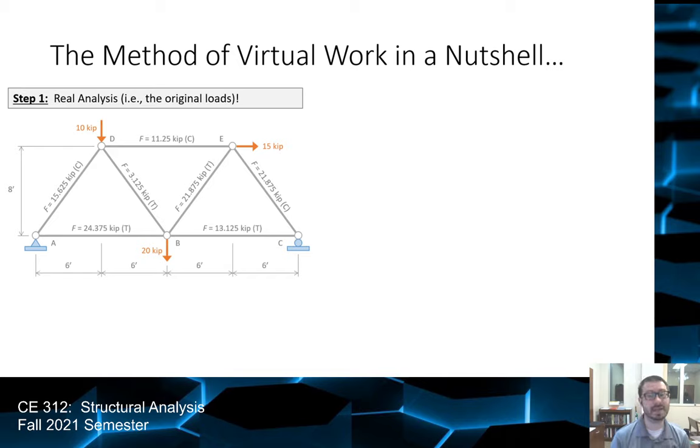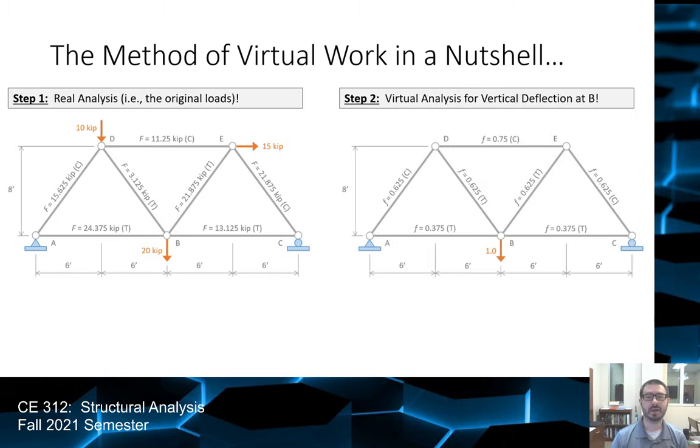Step two is you take all of those loads off of the structure: the 10 kips, the 15 kips, the 20 kips, all those loads, take them off, and then you do this. Step two is what I'm calling the virtual analysis, and it's the virtual analysis for the vertical deflection at B. Remember, the goal of this problem is to determine the vertical deflection at B. So I place a single load at B, because that's where I want to find deflection. If I wanted to find deflection at E, I'd put the load at E. I'm placing it downward because I want vertical deflection, and I'm assuming it's going to deflect downward.